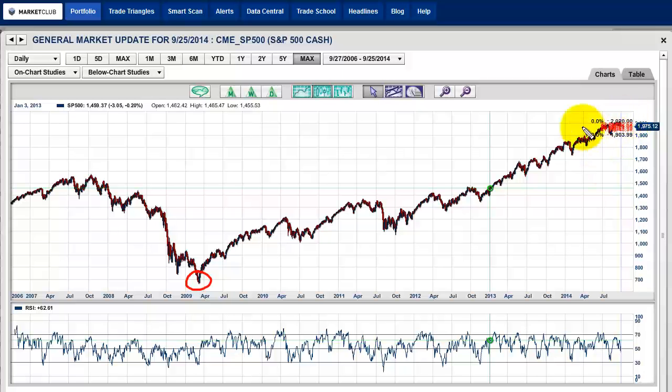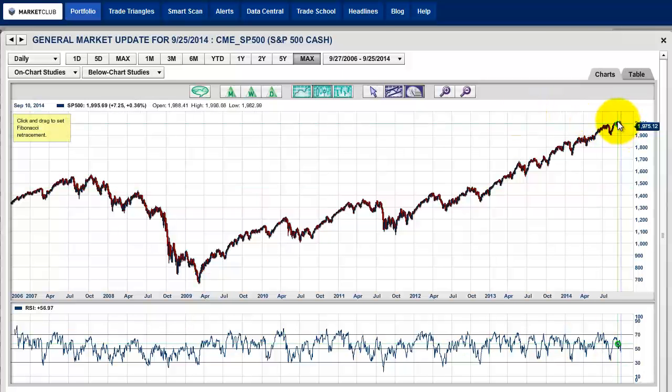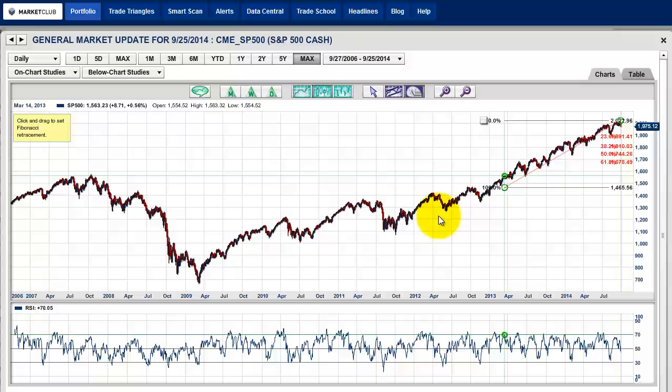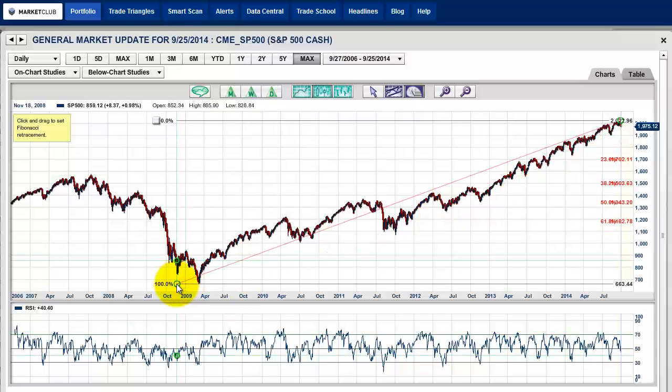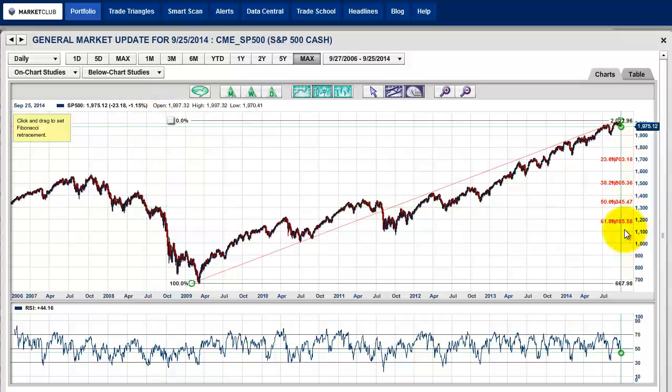So let's clear the screen, take this off right here. We're going to measure from the very high point here all the way down to the very low, when the lowest point of the bear market happened in 2009. It shows you if we have a 50% retracement, it takes us to 1343. In fact, let me scope this out just a little bit further. 1343, and then we're at 1185.